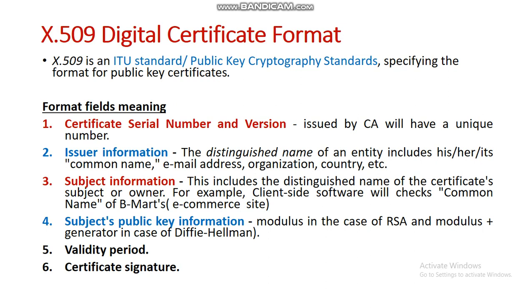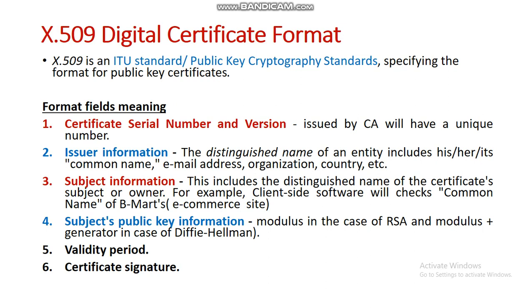First, what are the things you may have in the digital certificate? The digital certificate may have the serial number or version, the issuer information, subject key information, validity period and certificate signature. So what is this certificate serial number? It may be the unique number issued by the CA. Another thing is the issuer information. What is issuer information? It includes the common name, for example, email address, organization name or country name, etc.